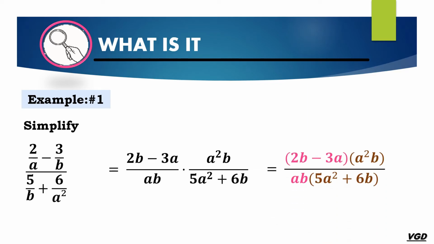Now, let's evaluate using the rule in multiplying rational algebraic expressions. So, numerator to numerator, so we have the quantity of 2b minus 3a times the quantity of a squared times b over ab times the quantity of 5a squared plus 6b. So, denominator to denominator.